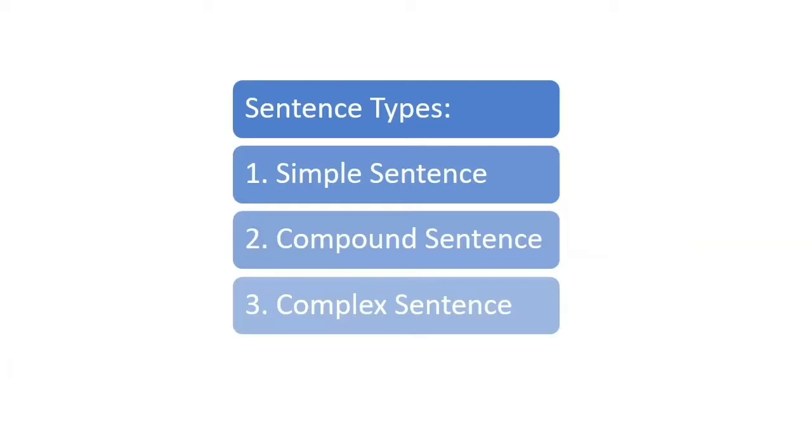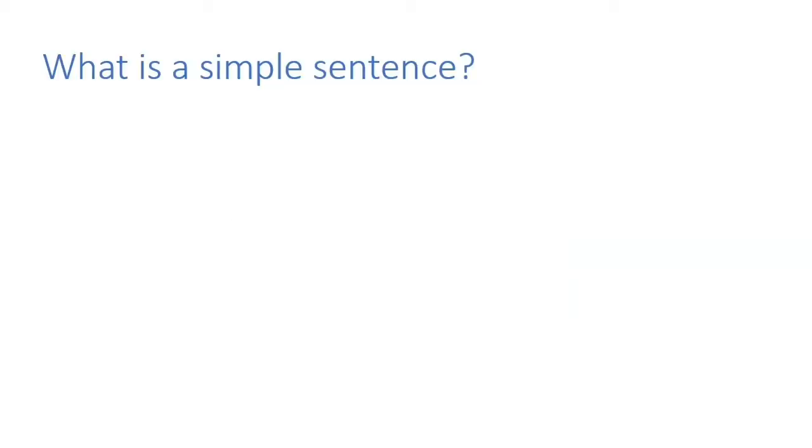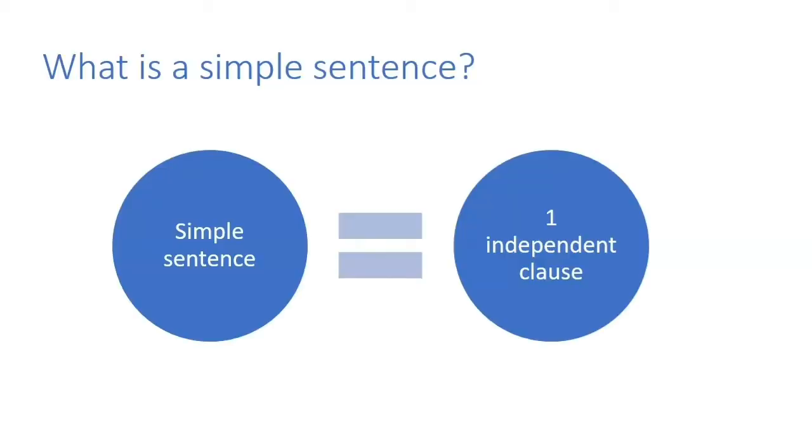We have three different sentence types: simple sentence, compound sentence, and complex sentence. What is a simple sentence? A simple sentence is equal to one independent clause.